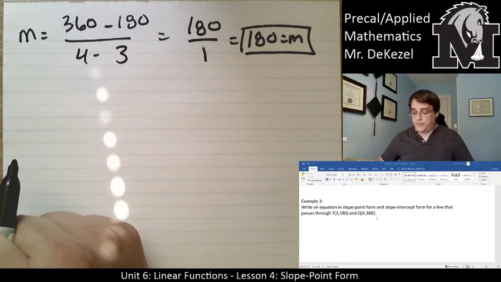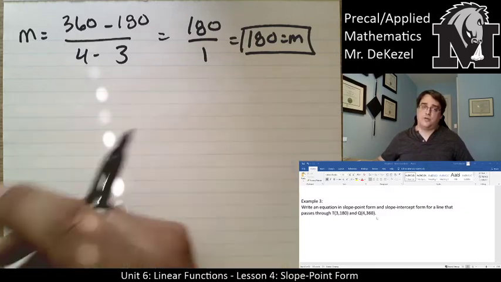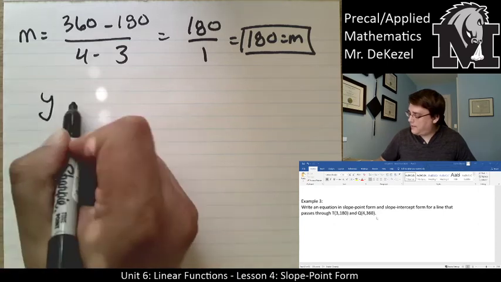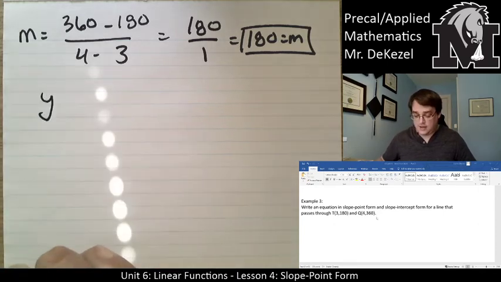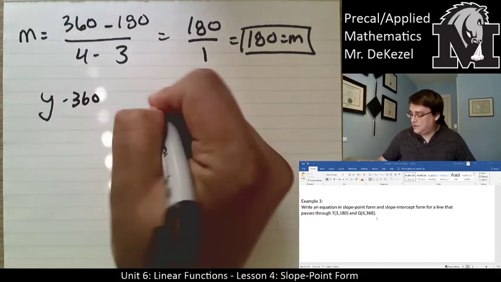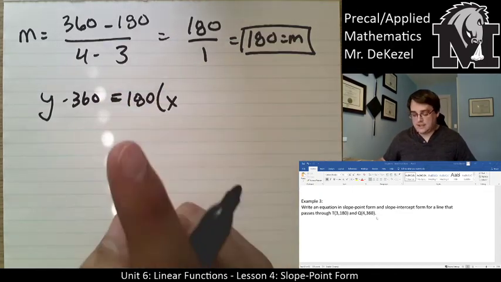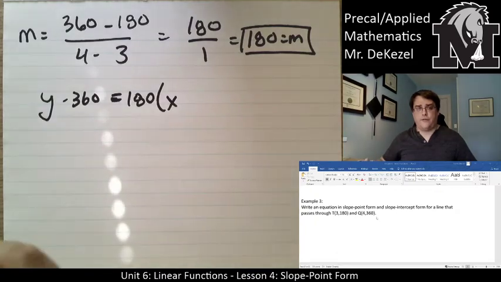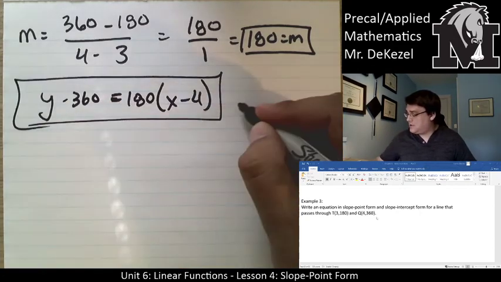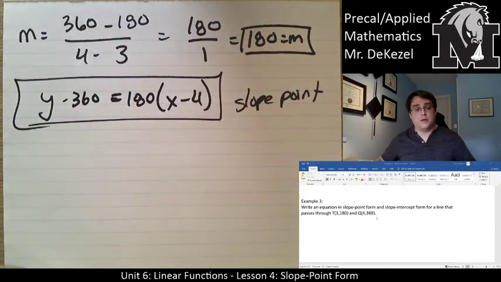We can then take one of the points. I took point Q, it looks like, and plug it into the form that has the slope and the point in it. So that would be y, now we're going to be the opposite of the y-coordinate, which is 360, so that's minus 360, is equal to the slope we had already agreed was 180x, and then the opposite of 4, which is minus 4. So that is the slope point form. Not too bad.